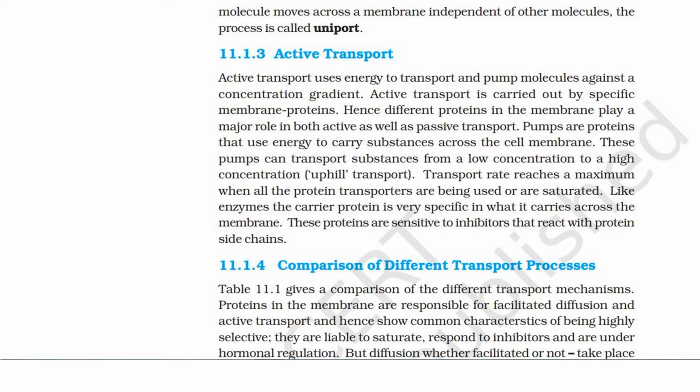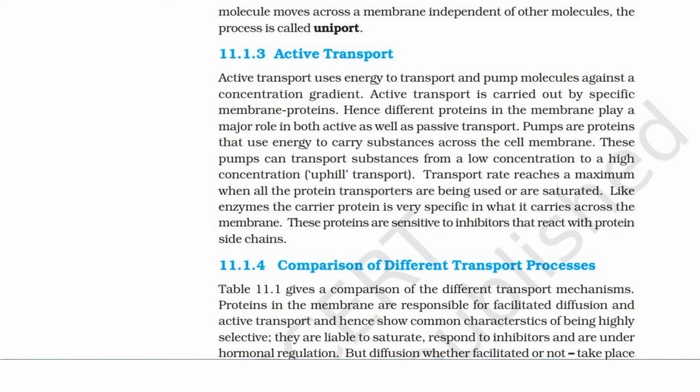Transport rate reaches a maximum when all the protein transporters are being used or are saturated. Like enzymes, the carrier protein is very specific in what it carries across the membrane. These proteins are sensitive to inhibitors that react with protein side chains.